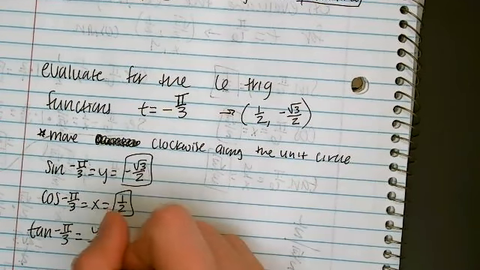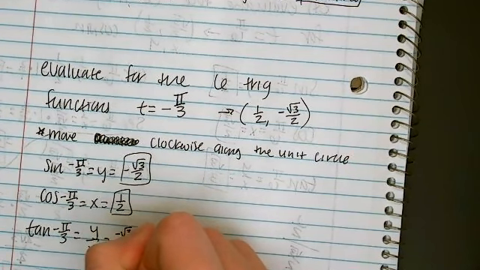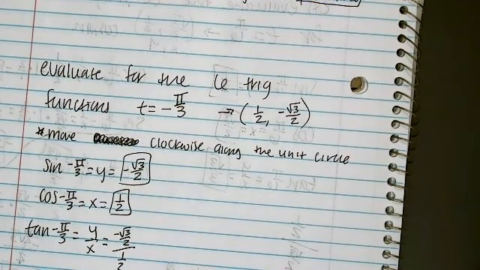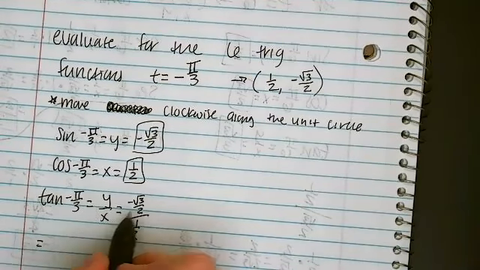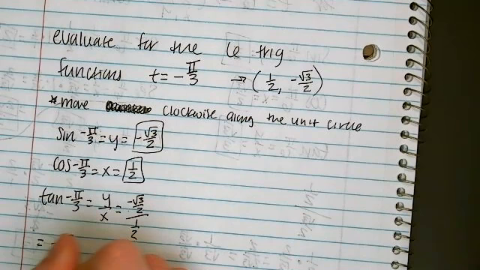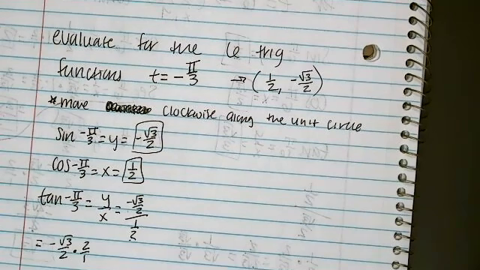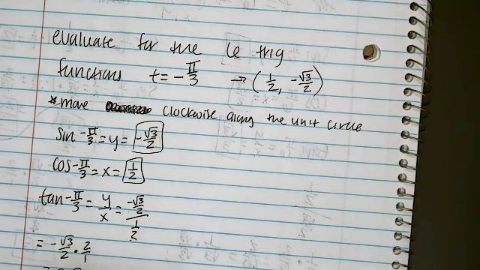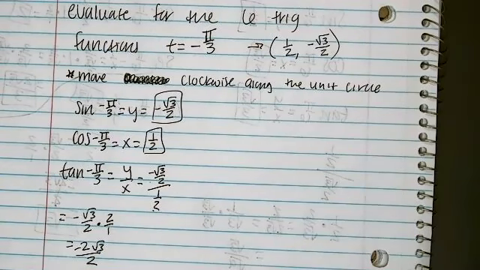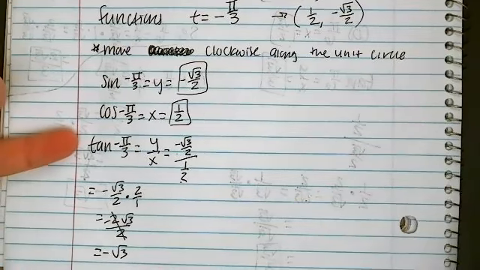So at this point then, we have to take negative root 3 over 2 divided by 1/2. So this will end up getting just a little bit messy, right? We have to take our numerator, negative root 3 over 2, and multiply by the reciprocal of 2 over 1, which will just end up equaling negative 2 root 3 over 2. And 2's cancel to give us negative root 3 as an answer for tangent.